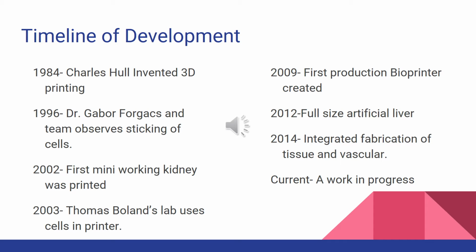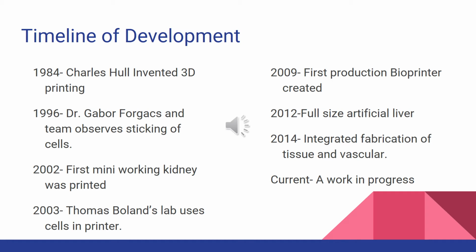In 2003, Thomas Boland's lab at Clemson modified an inkjet printer for the first time to be able to dispense and print cells. In 2009, Organovo created the NovoGen bioprinter, which was the first production bioprinter anyone could buy. In 2012, a more complex organ, the artificial liver, was created using a syringe bioprinting device. In 2014, scientists were finally able to integrate tissue printing fabrication with vascular printing methods and basically create more complex organs.